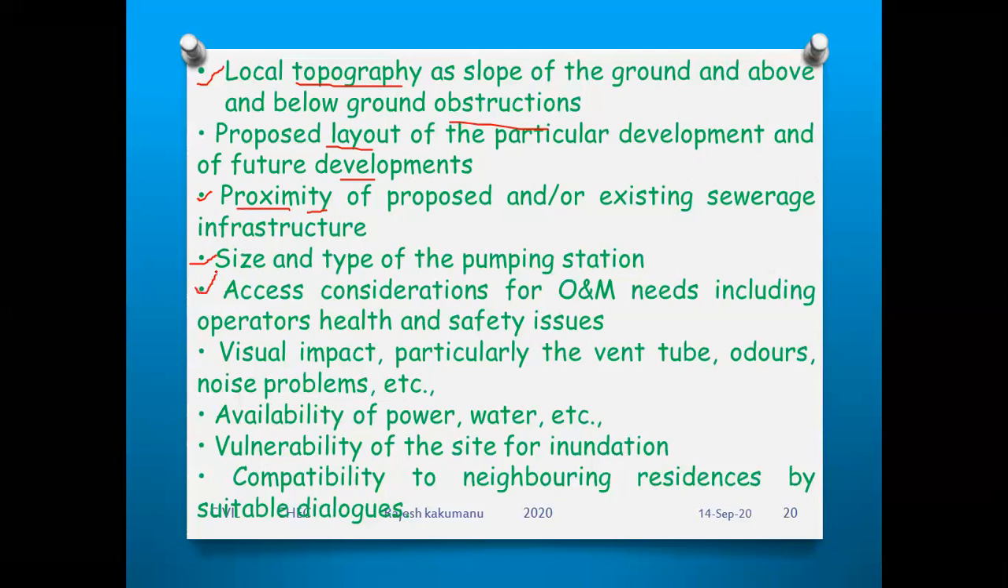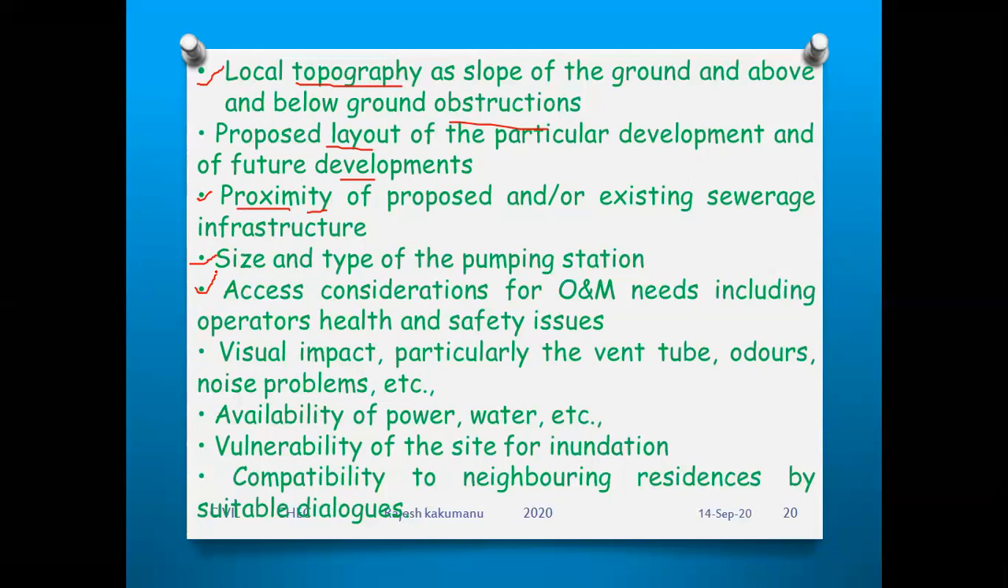Access considerations of O and M needs, including operators' health and safety issues. So what is the thing you have to consider again? Apart from this pumping station, apart from the pumps, you have to look after human health and safety issues. That is, what is O and M? Operation and maintenance needs, including the operator's health and safety issues.